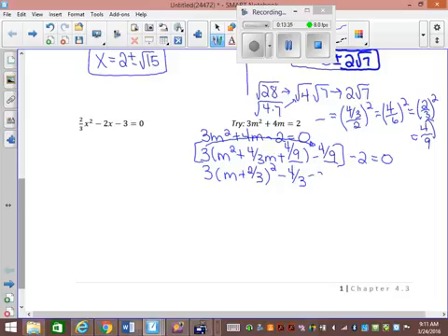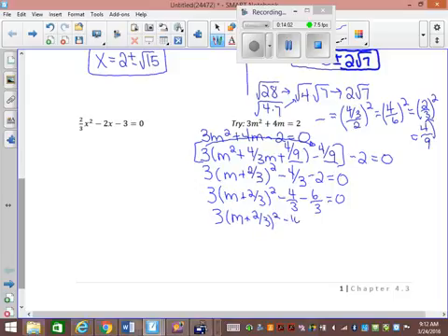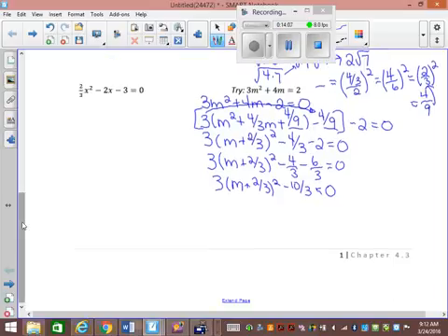And then minus 2 equals 0. So you get 3m plus 2/3 squared. If you want to add these, or add two negatives, I guess, or subtract them, whatever you want to call it, you have to get a common denominator. So I have to times this one by 3 over 3. So you get negative 6 over 3, which is the same as negative 2. So you actually have 3m plus 2/3 squared minus 10 over 3 equals 0. Add your 10 over 3 over.